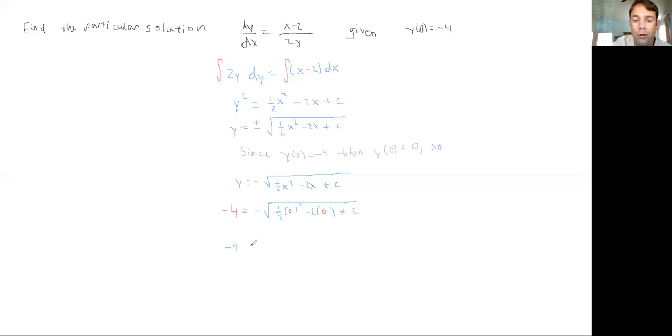So -4 equals a negative square root of c. So 4 is the square root of c. And then we square both sides. 16 equals c. So our actual equation we're dealing with here is y equals the negative square root of 1/2 x squared minus 2x plus 16.